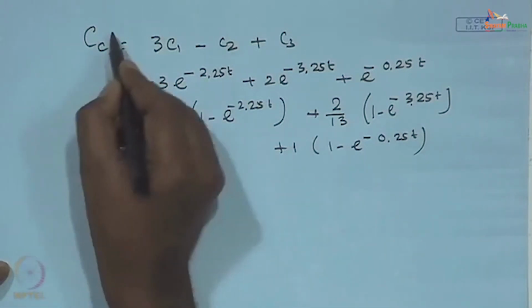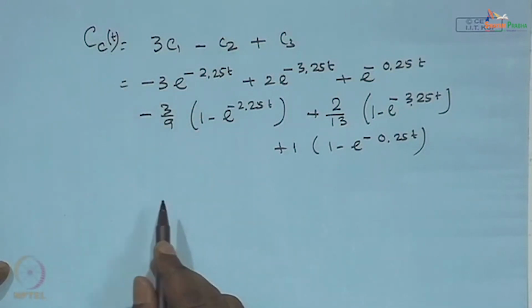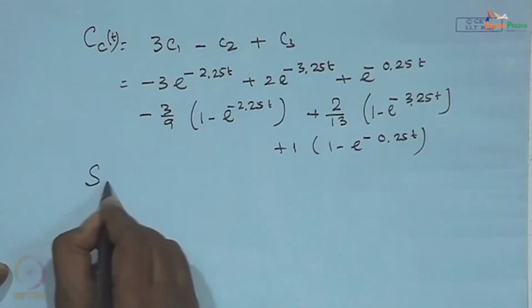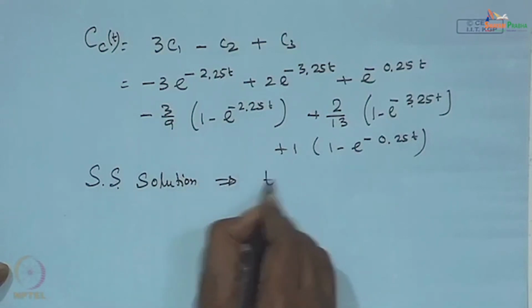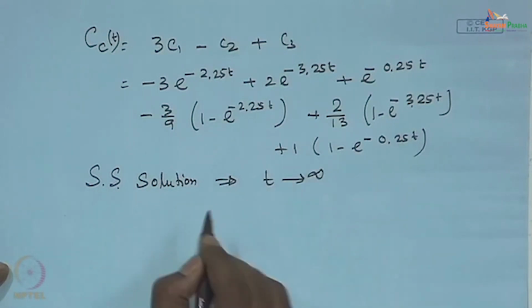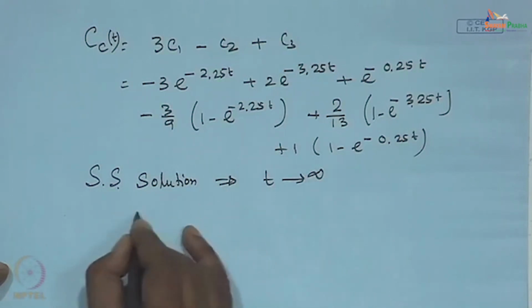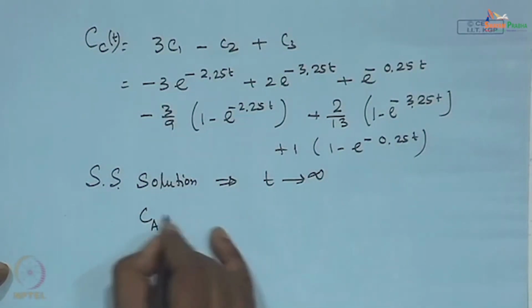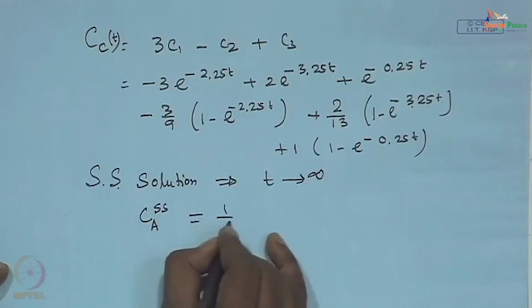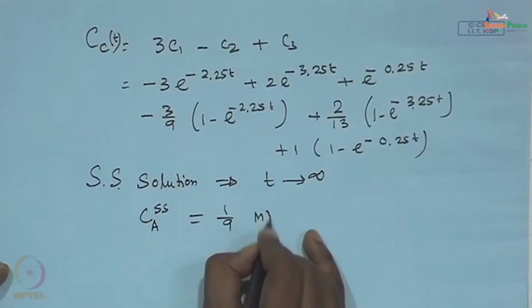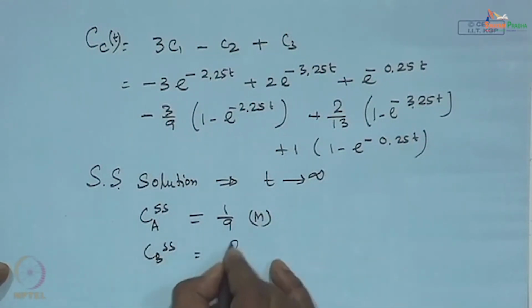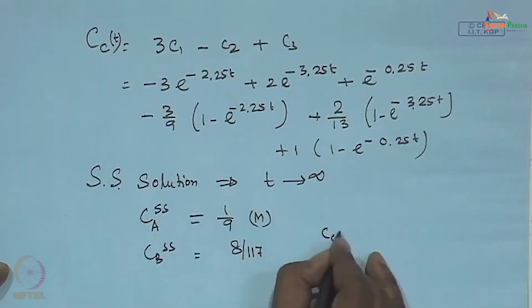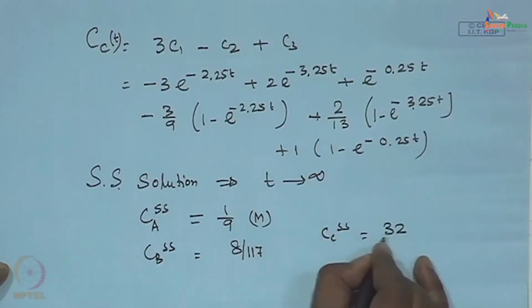So, we get the expression of concentration of A, B and C as a function of time. So, we can get the steady state solution also. Steady state solution is obtained when t tends to infinity. So, once we put t tends to infinity in the solution, we get the steady state values: C A at steady state is 1 by 9 gram mole per liter, C B at steady state is 8 by 117, and C C at steady state is 32 by 39.